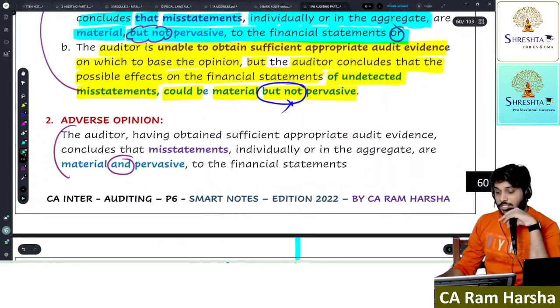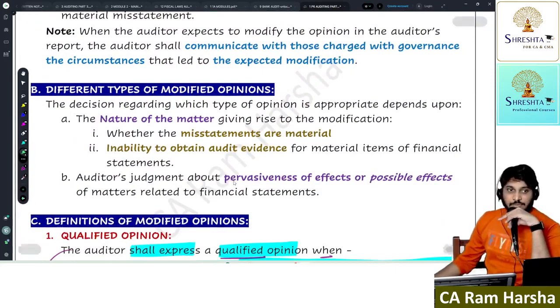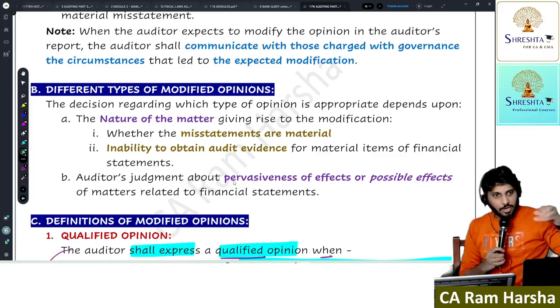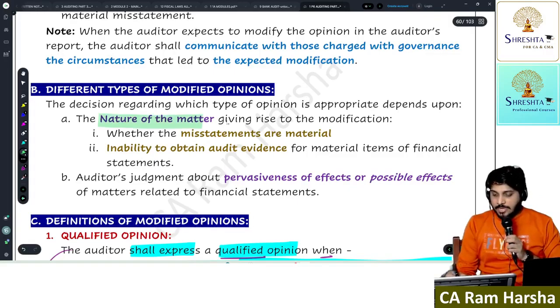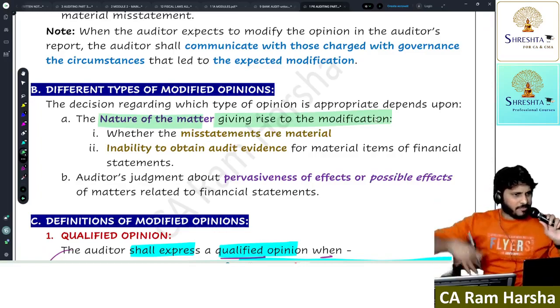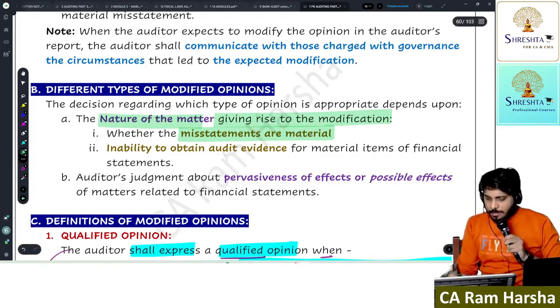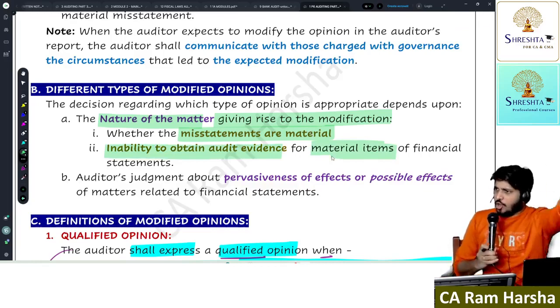Now you see, there is a question which can be asked like this. Write about the decision by the auditor regarding different types of modified opinion. How will the auditor take a decision in order to decide about modified opinion? First one, nature of the matter giving rise to modification. First of all, why do I want to modify? What is the matter because of which I want to modify? Is there a material misstatement? Or am I unable to obtain evidence for a material item? What is the reason? Misstatement is material, or for a material item no evidence. But what is the reason?